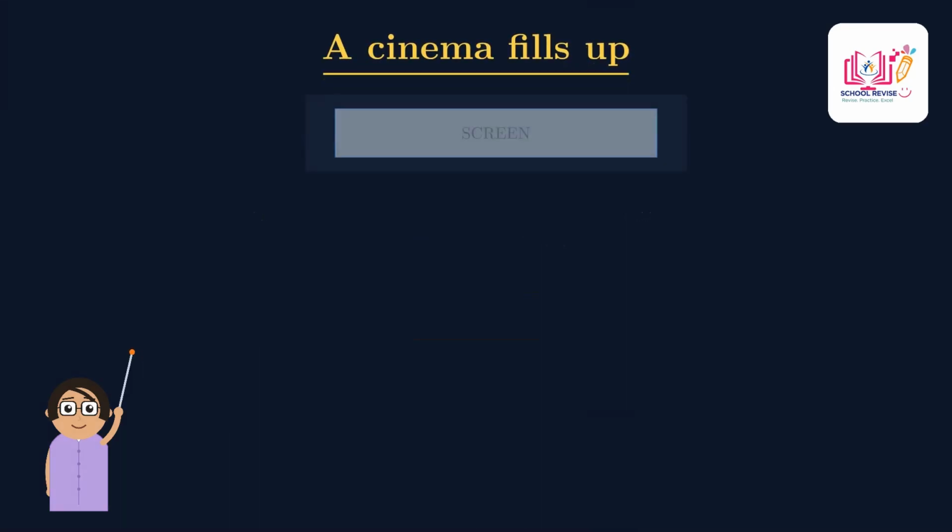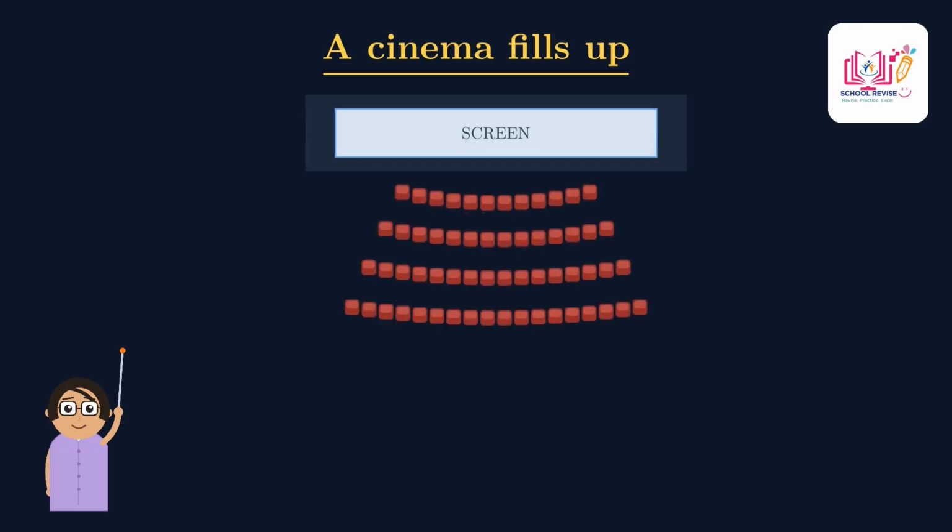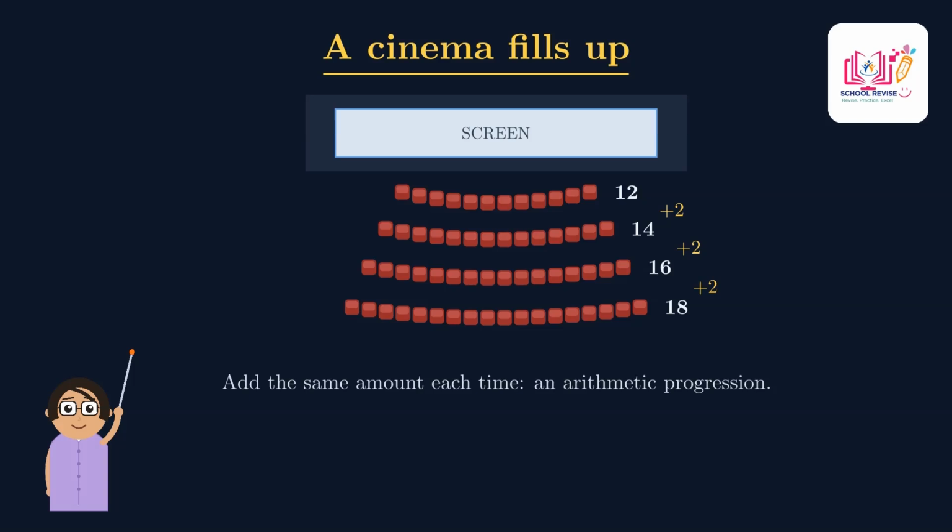Picture a cinema hall, filling up. The front row has 12 seats. The row behind it has 14. The next has 16. Then 18. Notice the pattern? Every row adds the same number of seats. Two more, every single time.